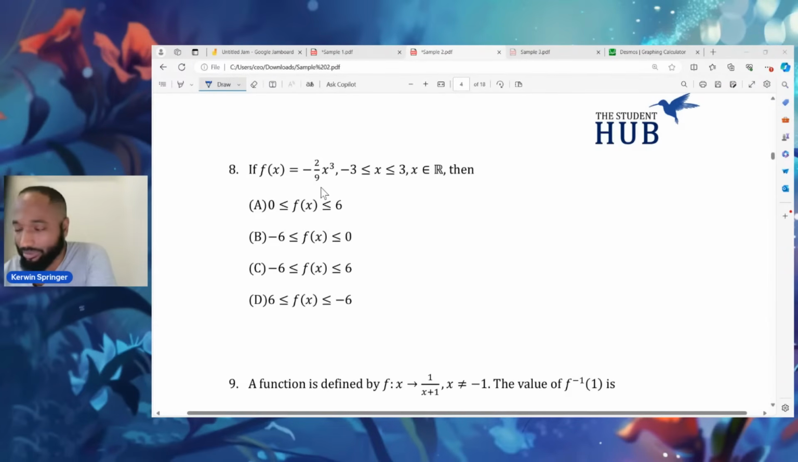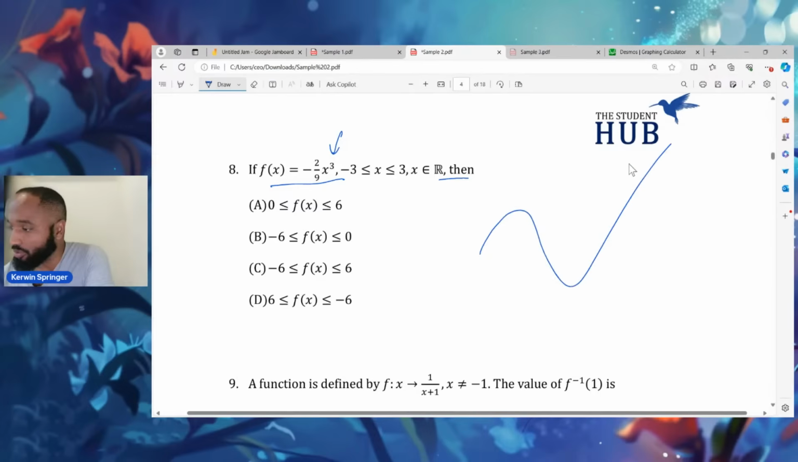So, f of x is negative 2 over 9 x cubed. What are we working for here? This is f of x. What in the world is going on here? Oh, it is an interesting one. This is a polynomial, and these kinds of polynomials do this. And they want the range of values between negative 3 and 3.